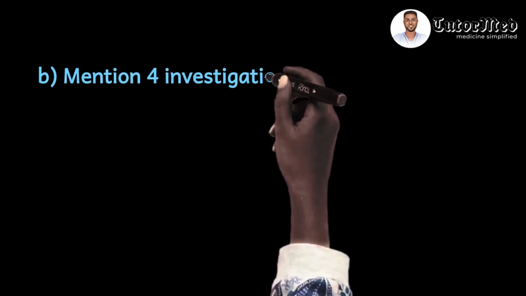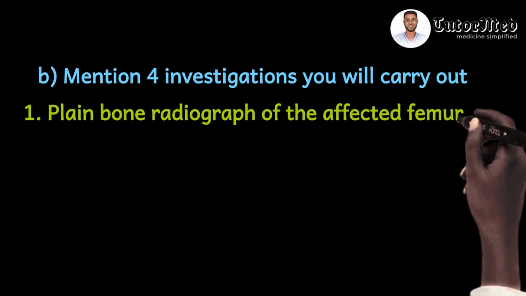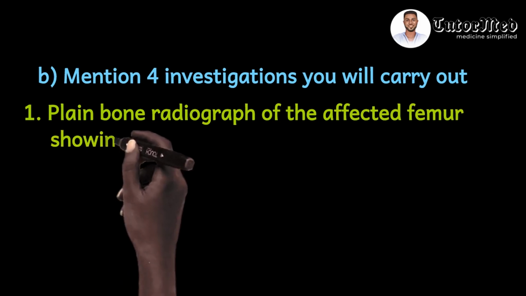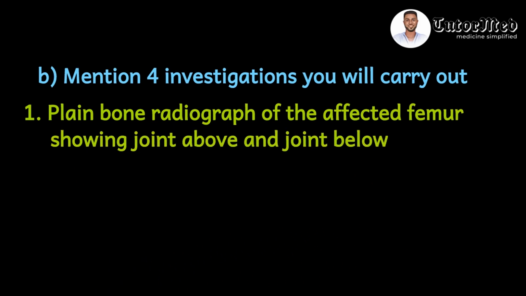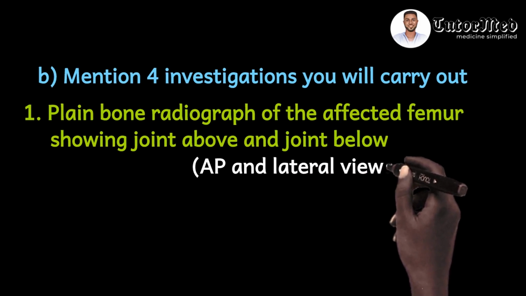Now, the second question says, mention 4 investigations you will carry out in this patient. And here, obviously, one of the first investigations the patient needs is a plain bone radiograph or an X-ray of the affected femur, showing the joint above, which is the hip joint, and the joint below, which is the knee joint. And the X-rays should be taken in 2 views: the anterior-posterior view or the AP view and the lateral view.